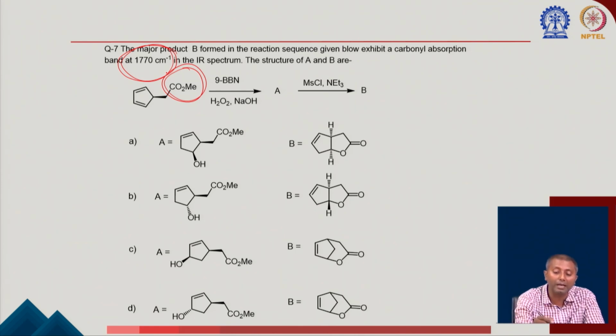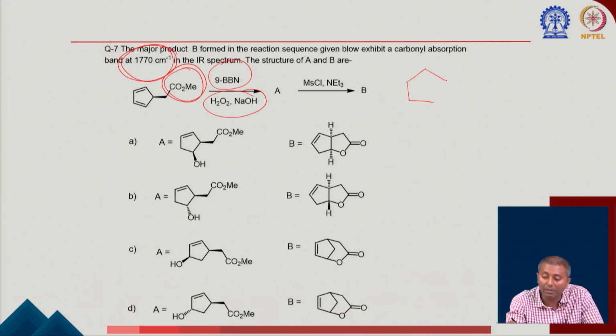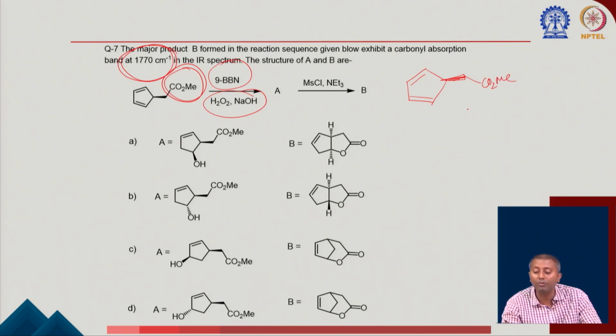So first thing is saying 9-BBN and H2O2, NaOH. If you see this particular compound, I think we have covered a very similar example in the class, and I already showed a transition state of that. What I am trying to say is that if you have a COOMe here on the above face, then your boron will try to approach from the bottom face to avoid the steric. Okay, so that means the boron will be approaching from this face, and it will be approaching like this.